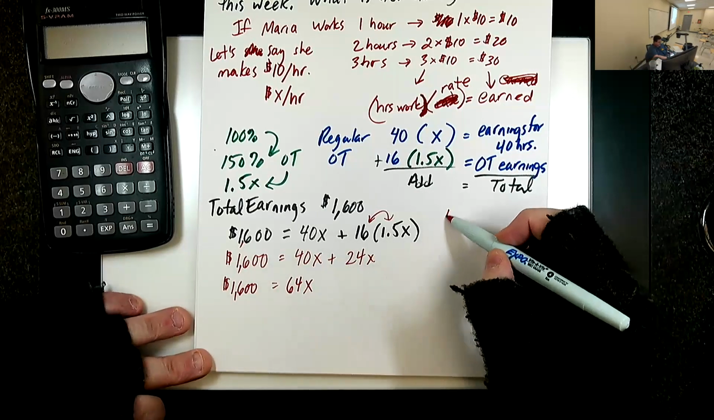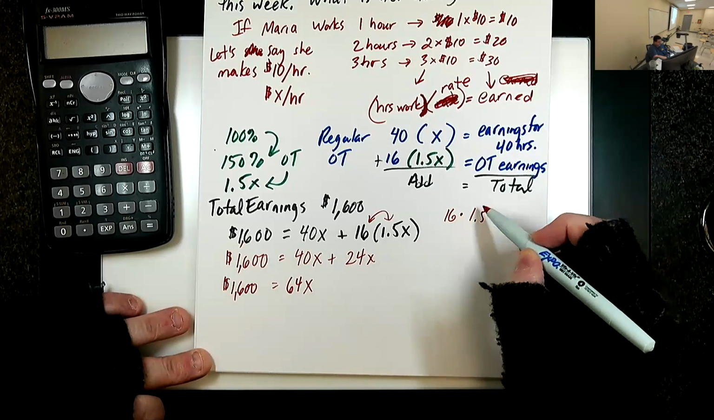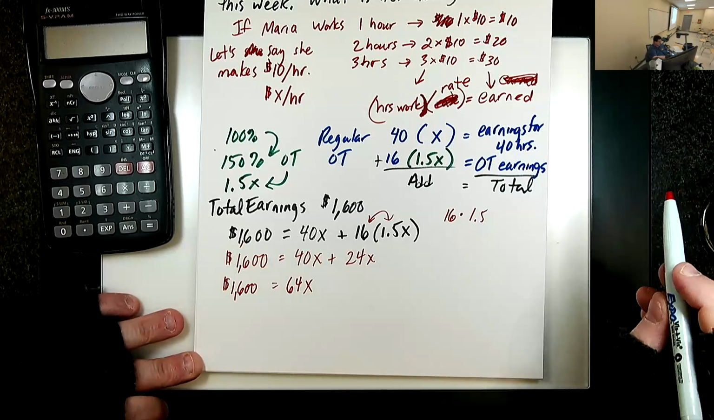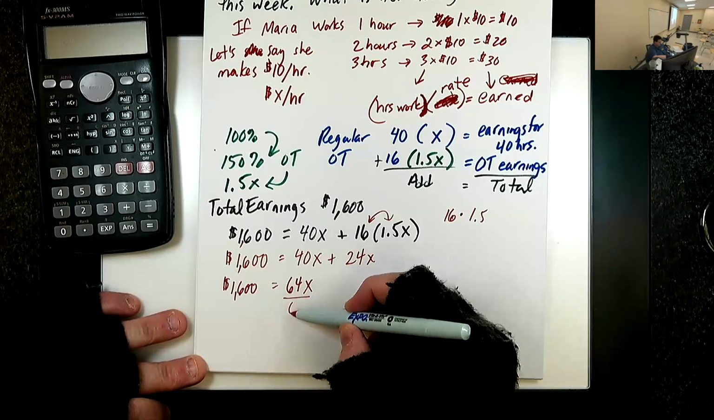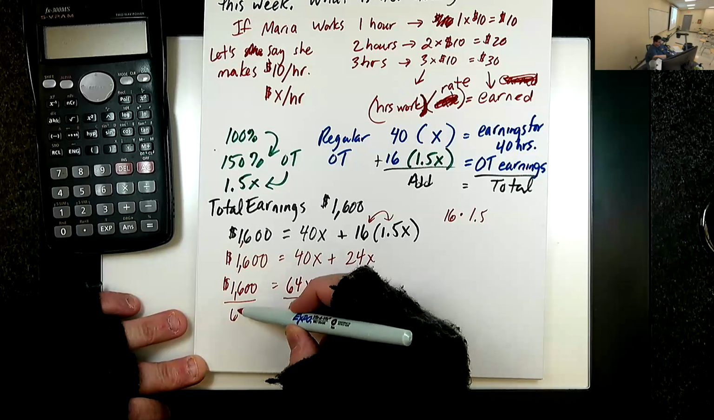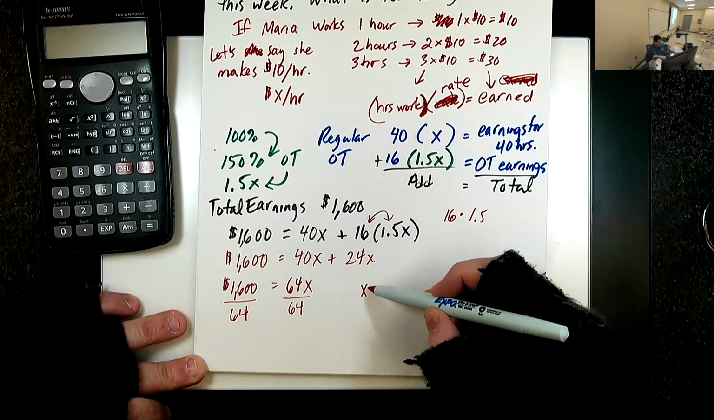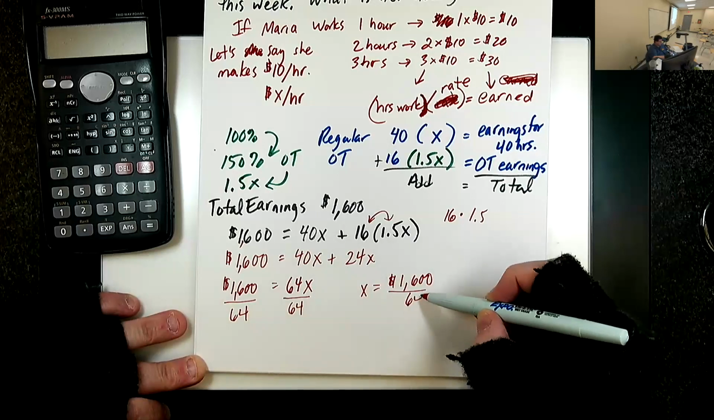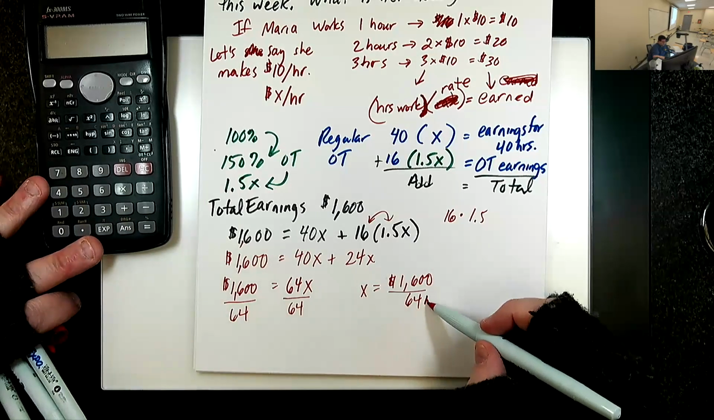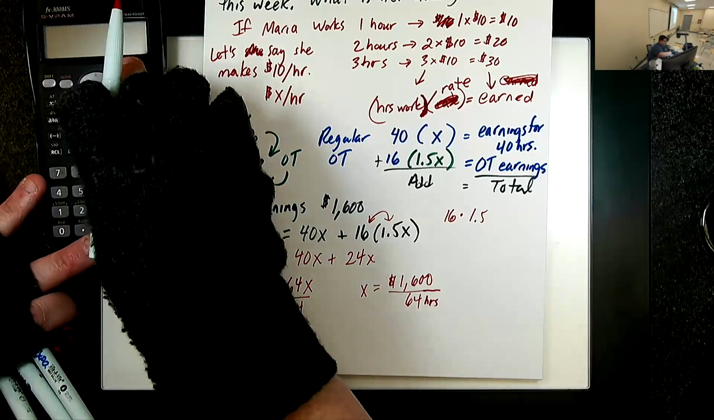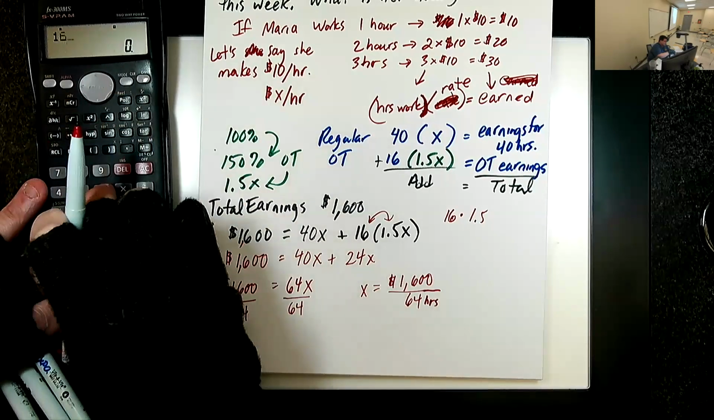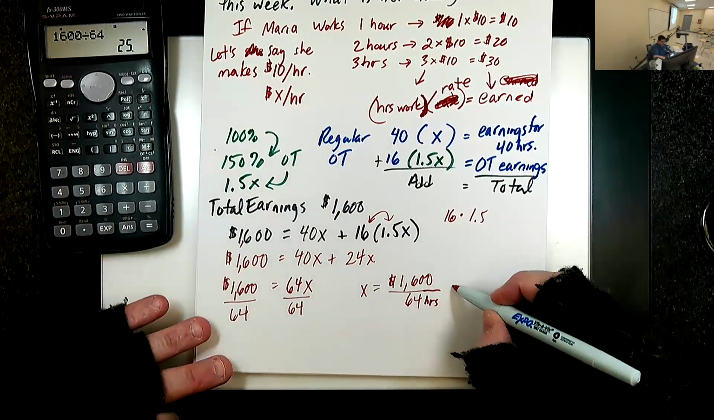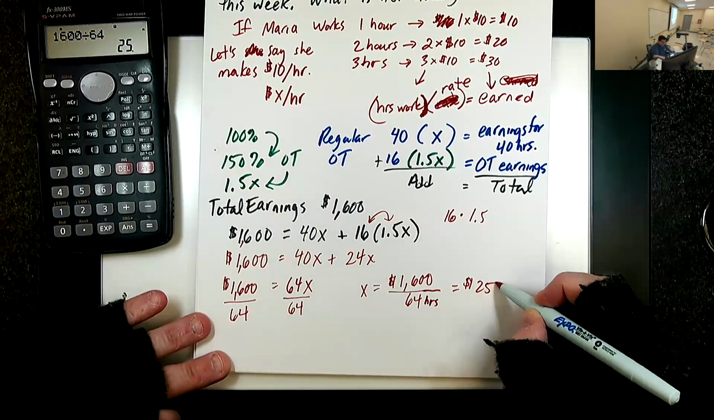And here I did 16 times 1.5. So now we divide both sides by the value in front of the x. So x should equal 1600 over 64. 1600 divided by 64 is 25. Maria makes $25 an hour.